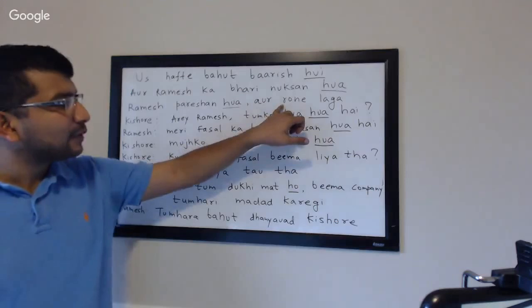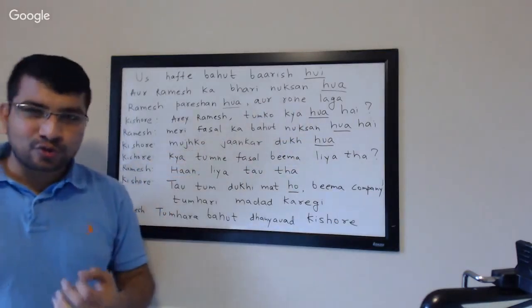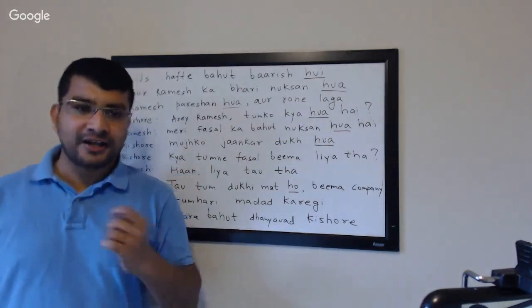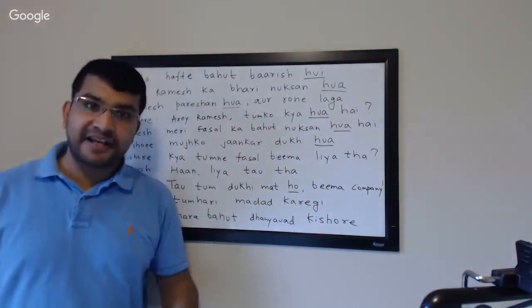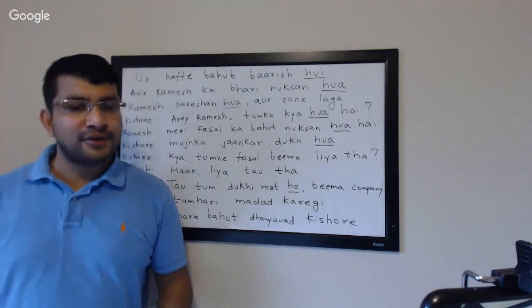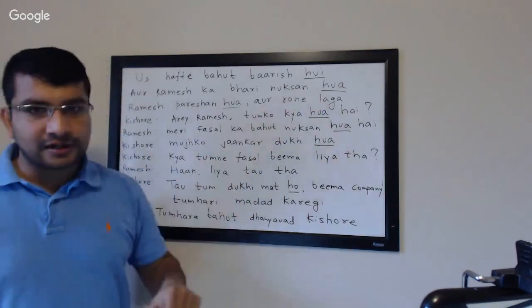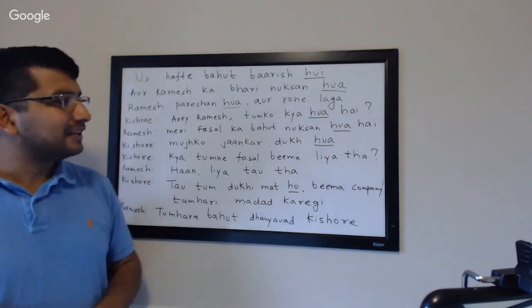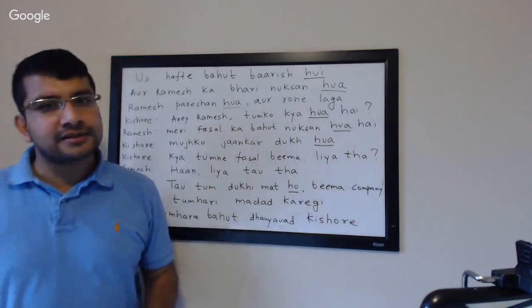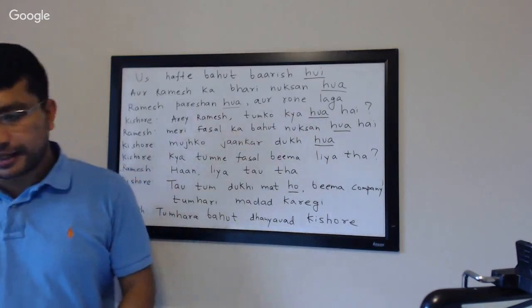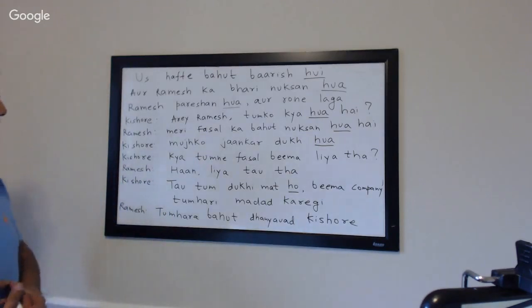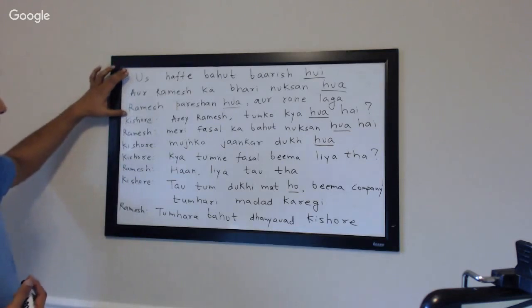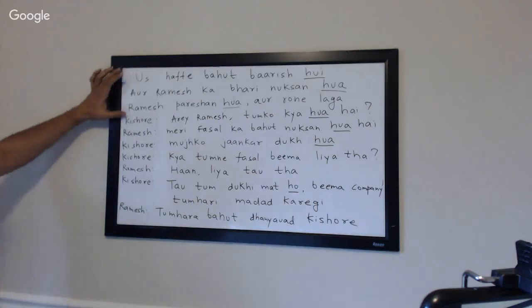I don't know what Rone means. Okay, very good question. Rona is to cry. And laga is nothing but another verb, lagna, which we have not done in this class, but you're using it in the past. Rone laga: he started crying. So Ramesh was very upset and started crying.